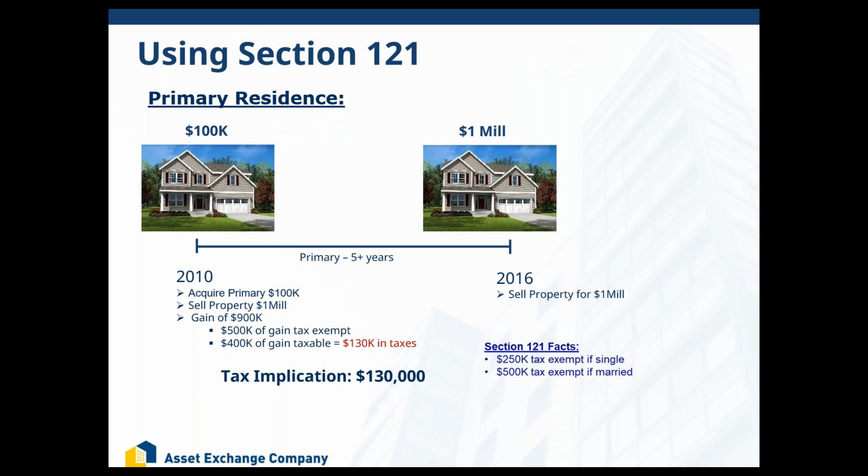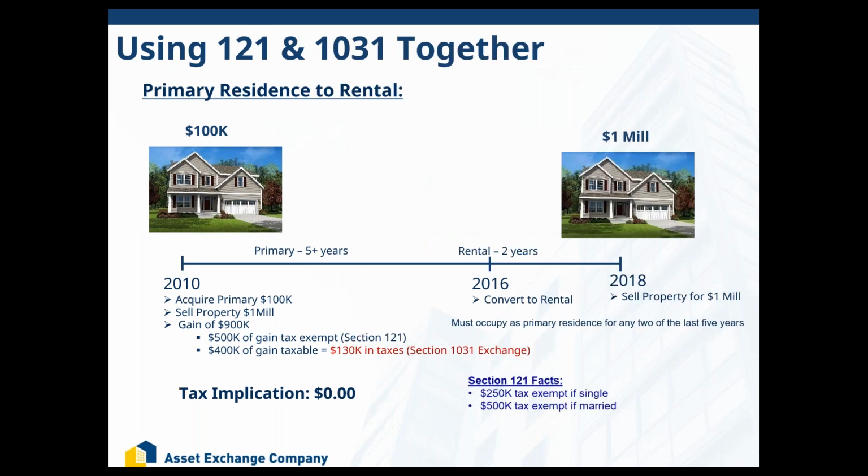Now, what if we could do this? What if we could take that property and convert it over to an investment property? Let's just say it's a rental property. So in 2016, we actually converted over to a rental property, and then we rent it out for 2 years. Now we're going to sell it in 2018. Now, let's keep all the numbers the same. We're still going to sell it for $1 million.